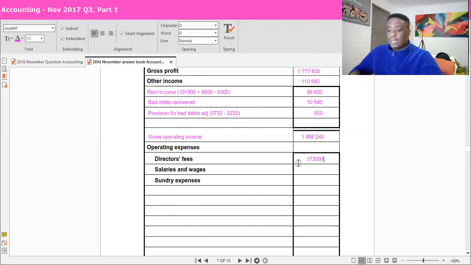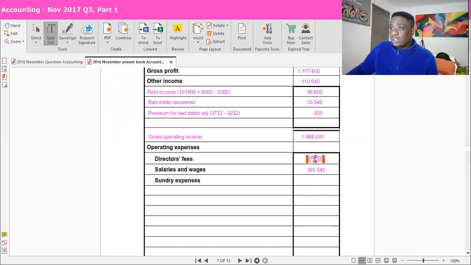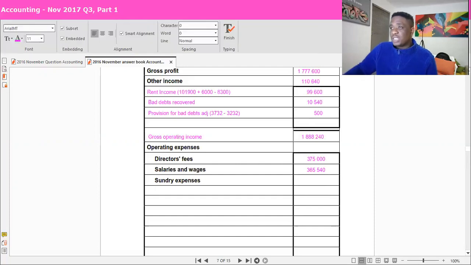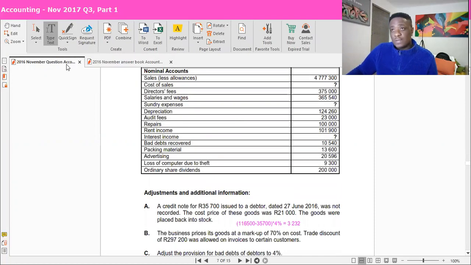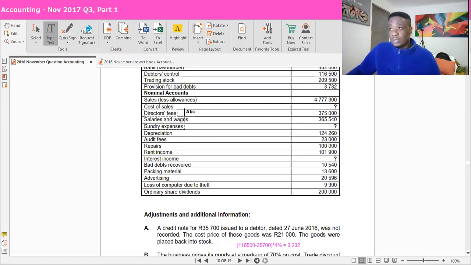And then the next thing that we'll need to do is to put the amount for wages and salaries as well, which is 365,540. Let's just make this one as well 375,000. Make sure they look the same. And then for sundry expenses, we'll just skip that one and we'll deal with it at another stage. All right, cool. So the next expense that follows after that is depreciation. So I've been given a depreciation amount of 124,260. And there's some information that relates to depreciation where we might actually need to make an adjustment.